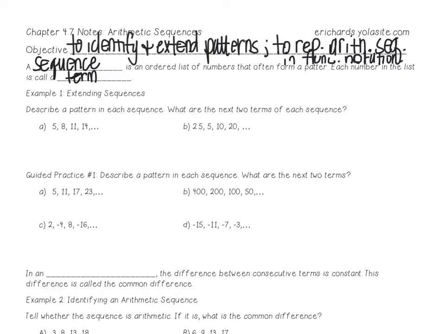Now for the A and B here, we want to describe a pattern in each sequence, and then we want to list the next two terms. Please do not leave out the first part where it says describe a pattern. So 5, 8, 11, 14. You're going to ask yourself, how do I get from 5 to 8 and from 8 to 11 and then from 11 to 14? So the most obvious thing is you are adding 3 to the previous term.